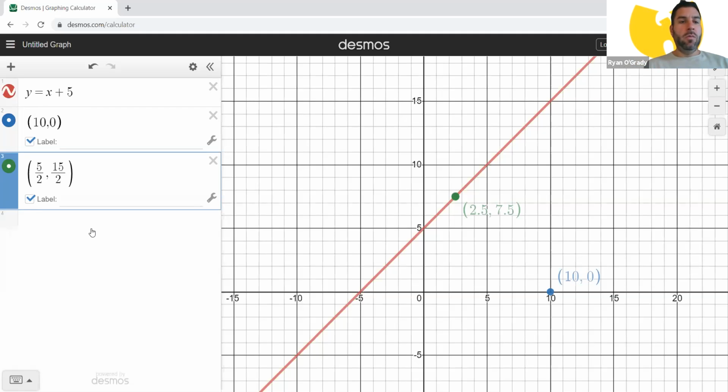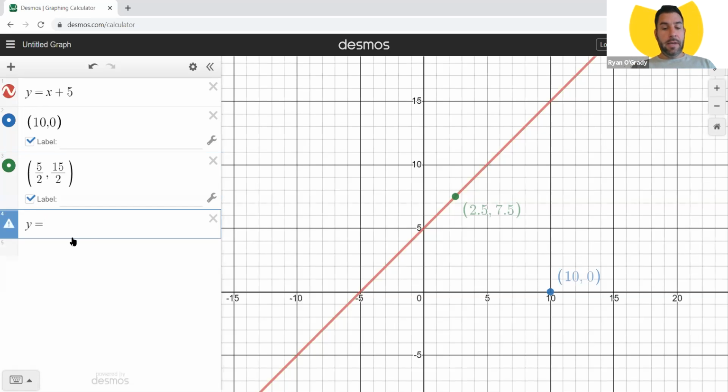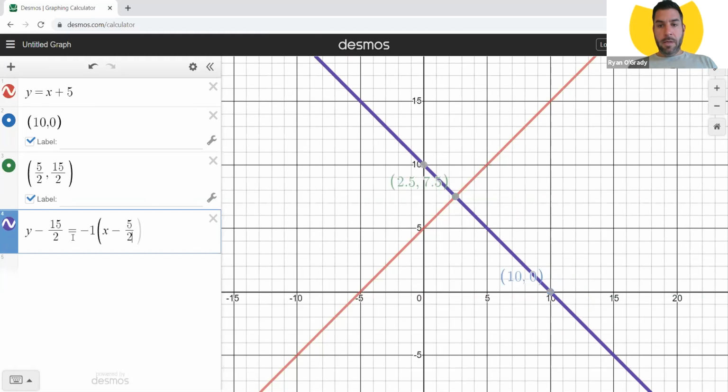By the way, if you wanted, we can graph a line that goes through there, and you'll notice, watch the slope I use, negative. So how do you graph this line? It'd be y minus 15/2 equals, what would the slope be? The slope would be -1, because the slope of the line is 1, so it'd be the inverse with a minus sign. And then this would be x minus 5/2. And what you'll notice is the lines are perpendicular.